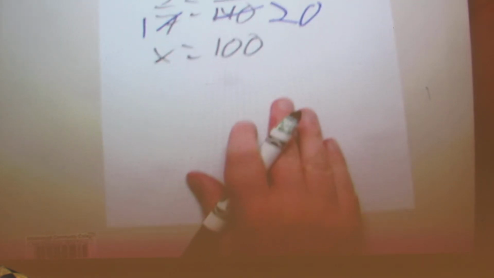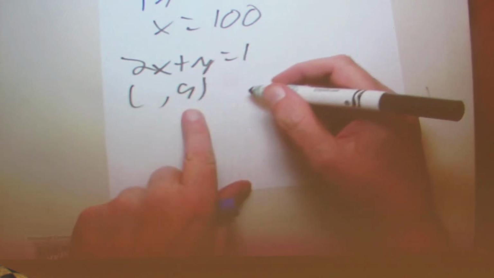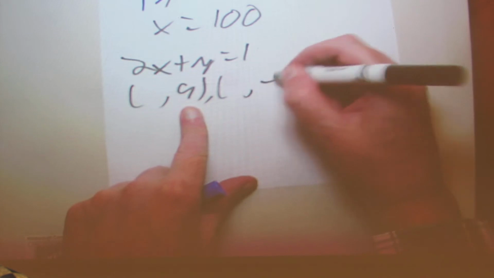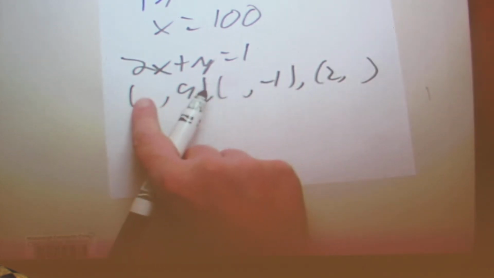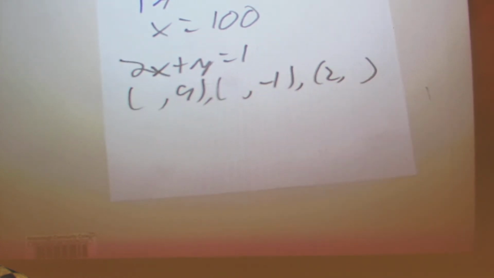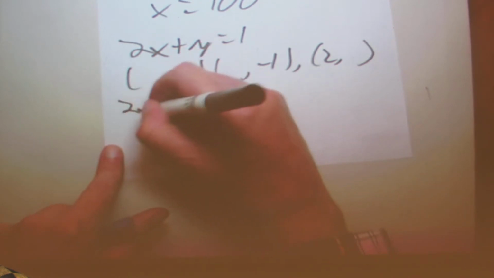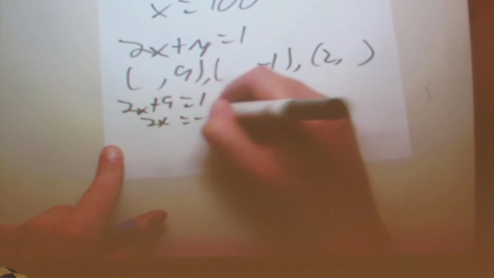Then we're going to have another one, a line 2x plus y equals 1, and we're given that if y equals 9, and then if y equals negative 1, and then if x equals 2. We need to find x here, and y here. So in the first one, we're going to substitute 9 in for y. 2x plus 9 equals 1. 2x equals negative 8, or x equals negative 4.